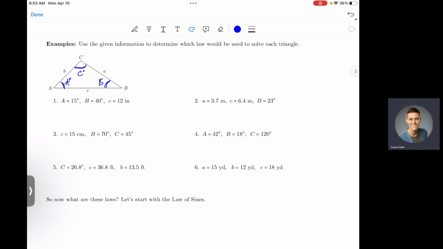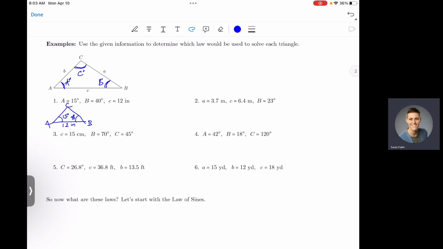Okay, so let's start with number one here. We have angle A is 15 degrees, angle B is 40 degrees, and side C is 12 inches. So again, in our triangle here, if this is A, B, and C, then we are given that angle A is 15 degrees, angle B is 40 degrees, and side C, which is here opposite angle C, that's 12 inches.